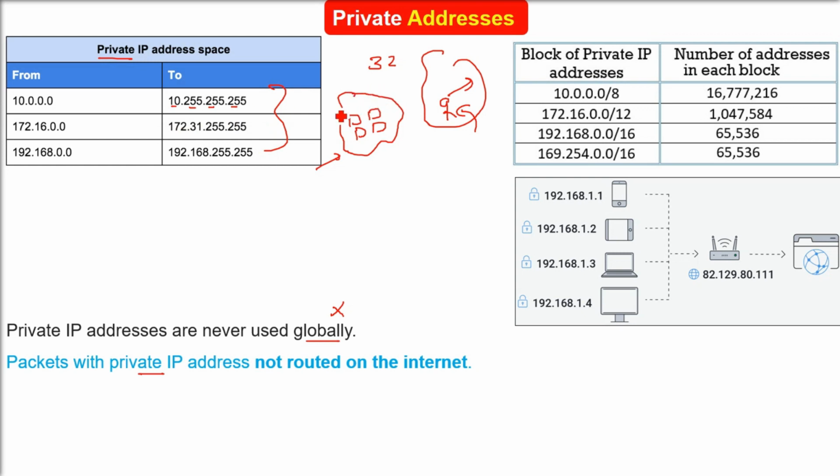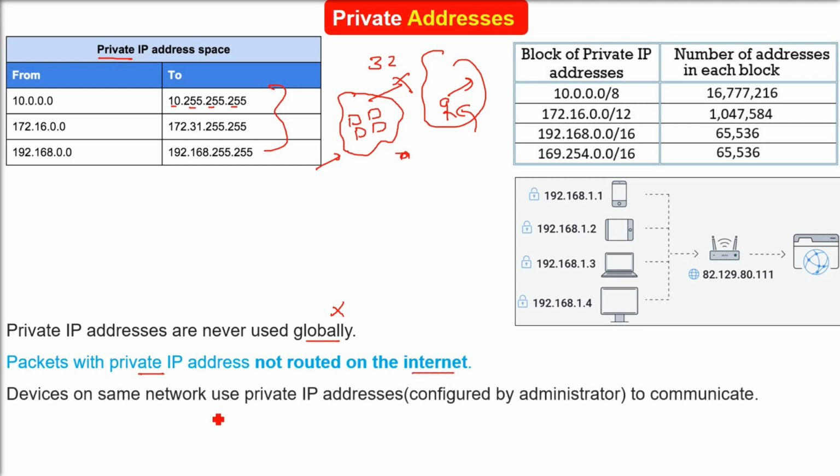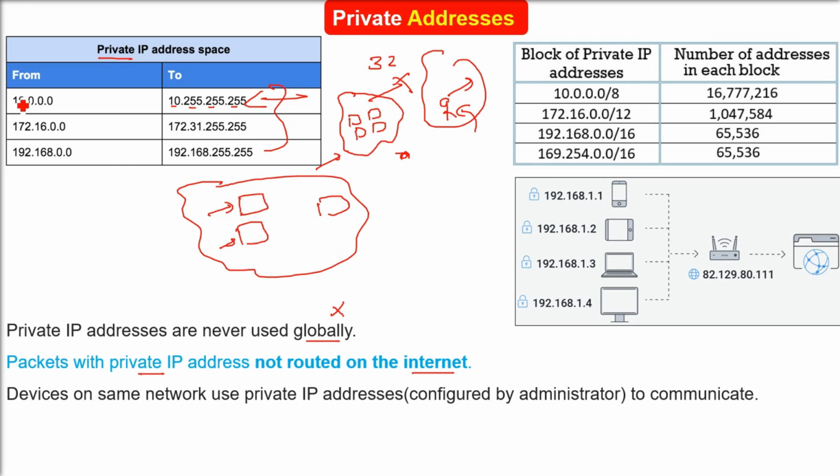These private IP addresses are not routed on the internet or internetwork. They will always be in your personal network. Devices on the same network using private IP addresses, as configured by the network administrator, will communicate through this private IP addressing space only. If you are making a private or organization addressing scheme, you need to choose from these three rows which I am highlighting here on the top left.